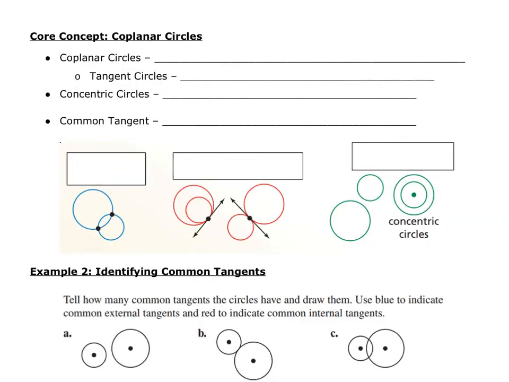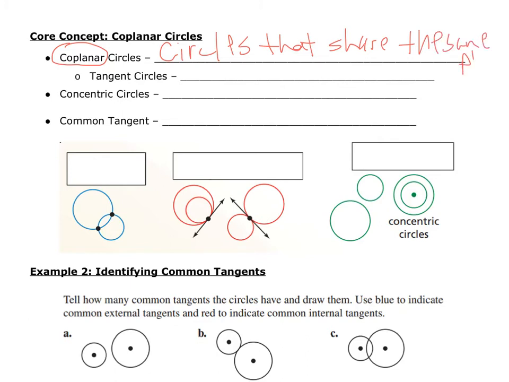All right, so we're moving on to the next page. Going to talk about some things with circles. Coplanar circles. Well, first of all, we've had this term, coplanar, already this year. The first part, co, means that they're sharing something, and planar means plane. So we have something that is sharing the same plane, and since we're talking about circles, it's just circles that share the same plane.